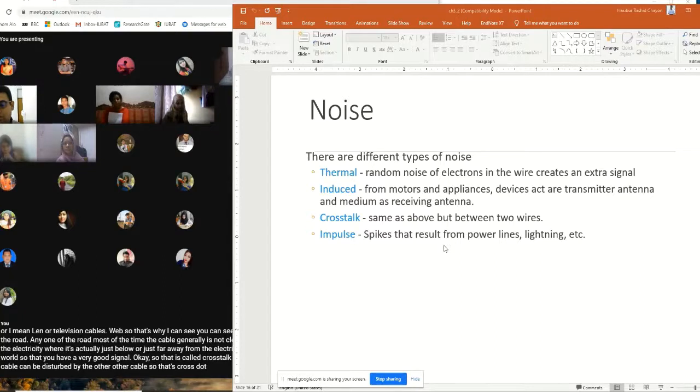The last one, which we know already, is called impulse. That means a sudden spike of voltage. Let's say suddenly there is high voltage in your electricity cable that may cause a problem with your Wi-Fi router, or when there is lightning or a storm outside. The best example is now, the weather is not good, right? There is rain, there is thunderstorm, there is wind. That's why our internet is sometimes a little bit slow, or sometimes disturbed. So that is the example of impulse noise. Okay, so these are the four types of noise we can identify.